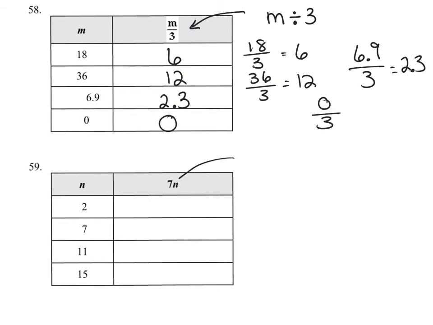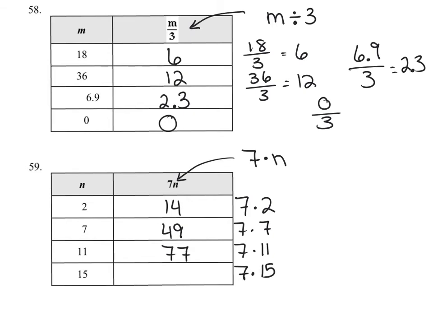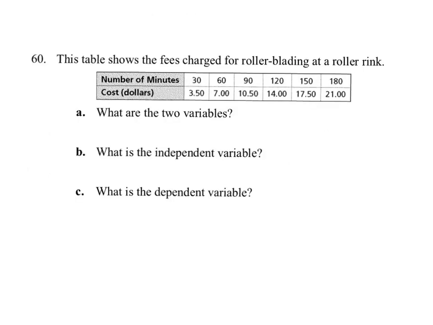So remember, this means 7 times n. So this would be 7 times 2, which is 14, 7 times 7, which is 49, 7 times 11, which is 77, and then 7 times 15, which gives me 105.